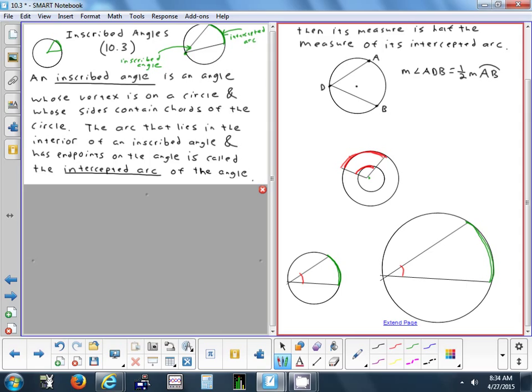So if you take trig, there's a difference between the measure of an arc in degrees and the length of an arc in inches or centimeters, if you take a piece of string and measure it. Two different things.